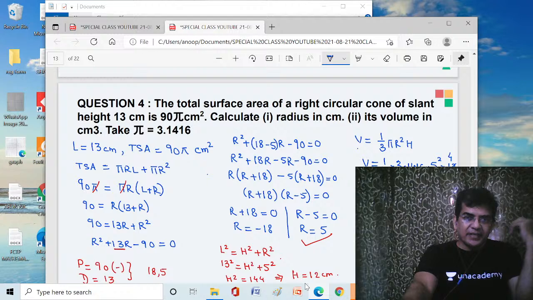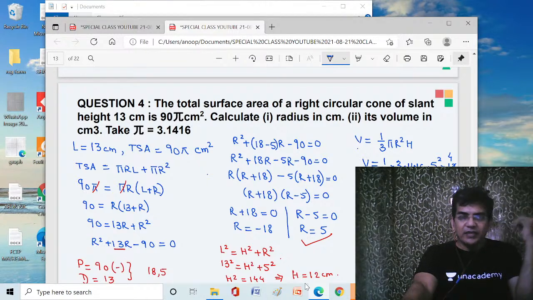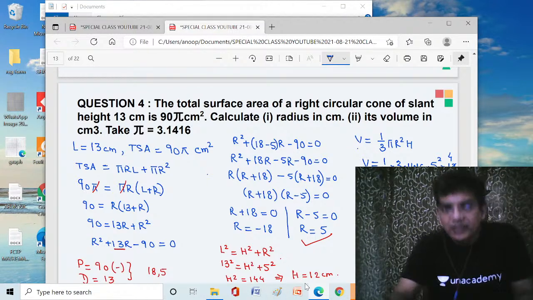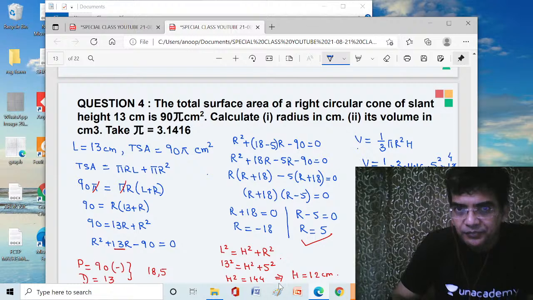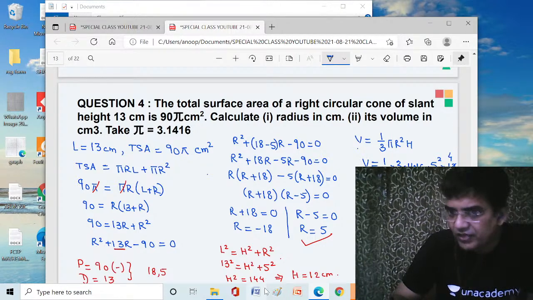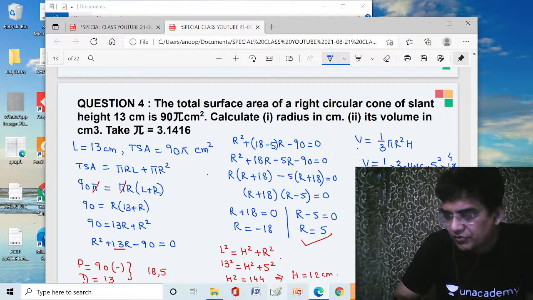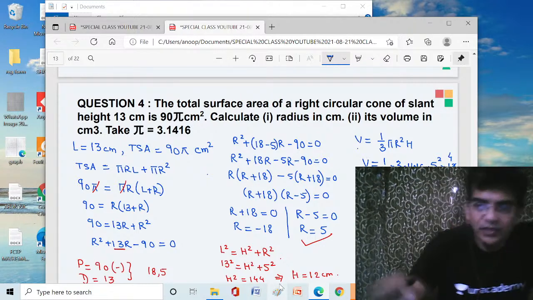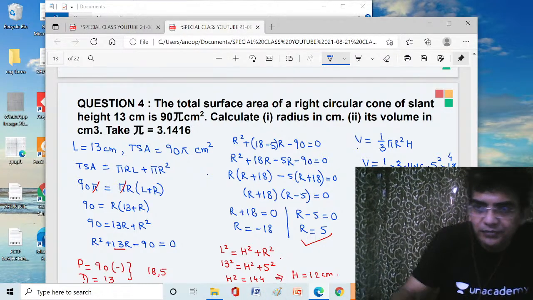Now substituting this value, and we will get the volume. Hope this is clear to you how to calculate the surface area and the volume of a cylinder. We have done a few questions on cone also. Now let us see what's the next question.